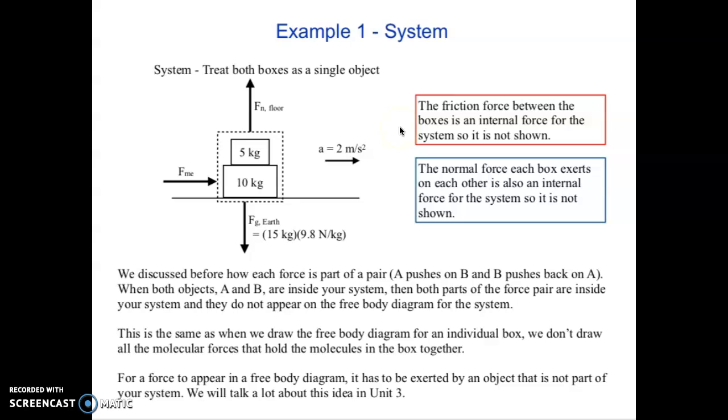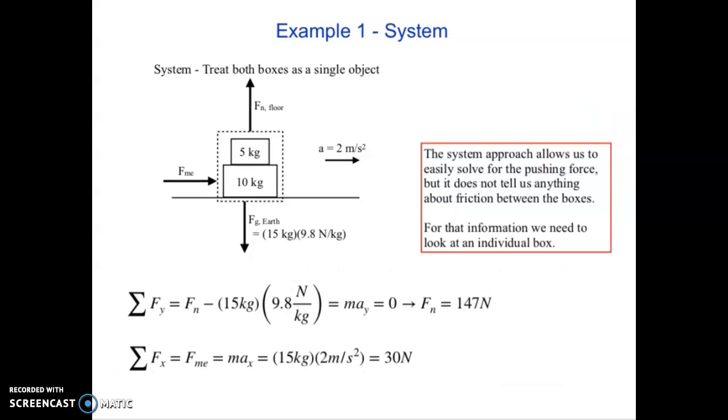We said that there is friction between the boxes, but that is an internal force. The 5 kilogram box and the 10 kilogram box are both parts of our system. So forces exerted by those boxes themselves do not appear in the free body diagram for the system. The 5 and 10 kilogram box also exert a normal force on each other, but again, those are internal forces. They are forces exerted by objects that are part of the system, as opposed to the floor, the Earth, and me. All of those objects are not part of our system. We have our free body diagram.